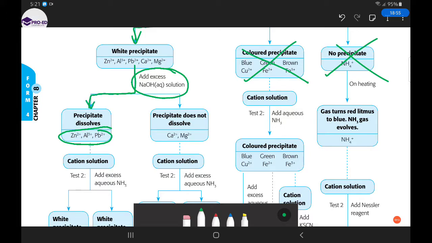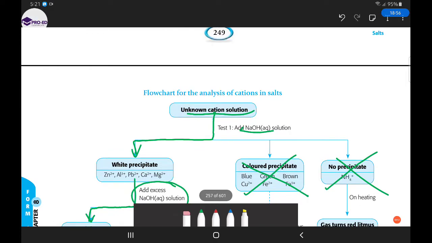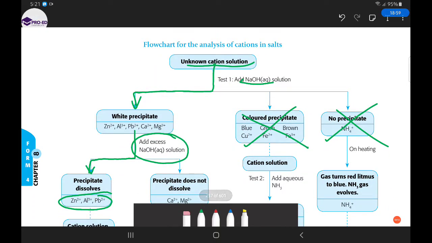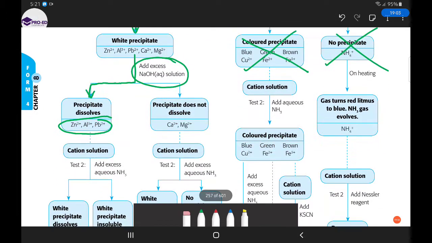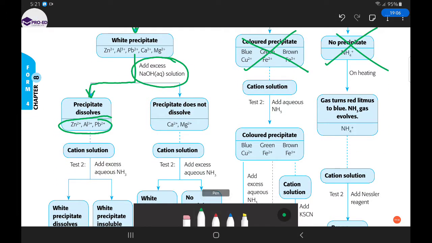So we took our unknown cation solution, and we added sodium hydroxide straight away in excess. This white precipitate that was formed earlier dissolved, and that means it became a solution. We now know that we have narrowed it down to zinc, aluminium, or lead cations. All right, so this narrowing down has been done.